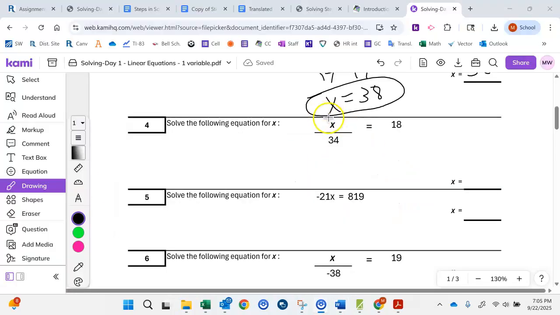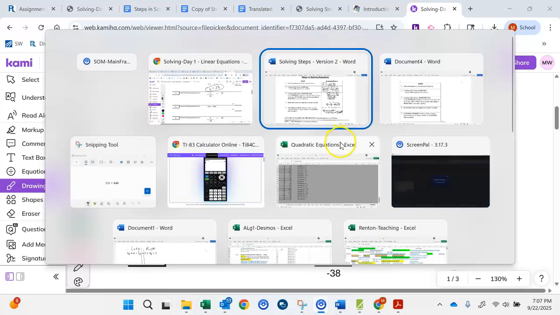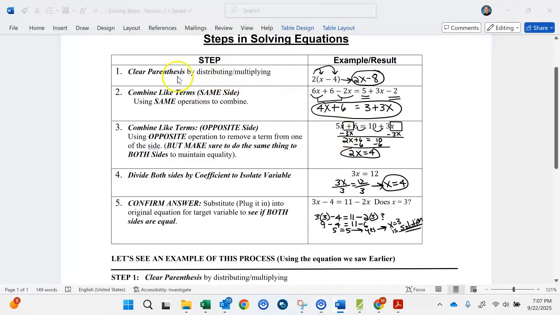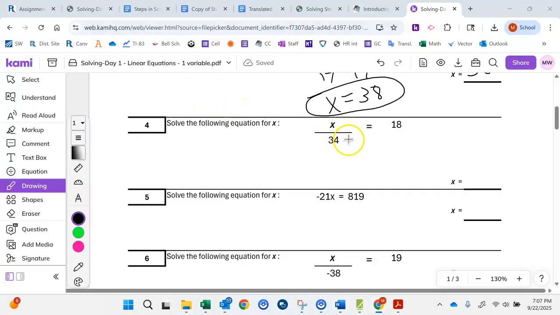Okay, now let's look at this equation here, number 4. Do we have parentheses? No. Do we have like terms on the same side? No. Do we have like terms on the opposite side? No. This is not plus or minus.